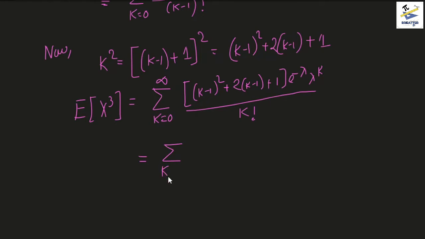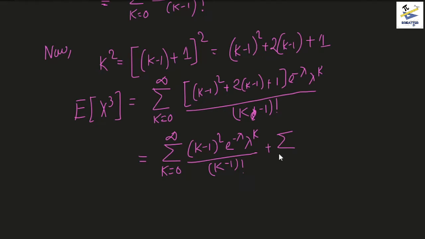So this would give us summation k equals 0 to infinity, and we distribute all the terms. So (k minus 1) whole square e to the power minus lambda, lambda to the power k by k factorial. Sorry, it was k minus 1 factorial actually. Yeah, k minus 1 factorial.